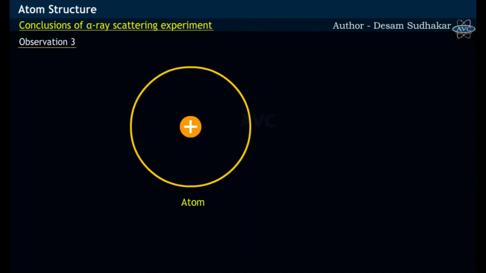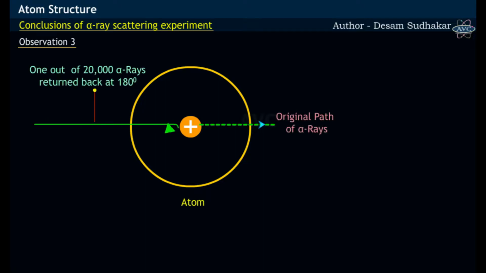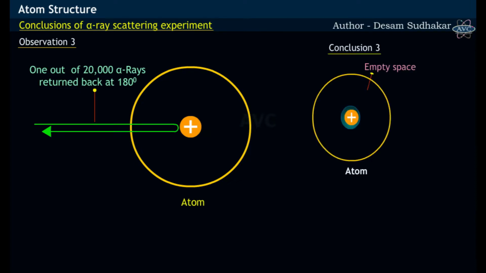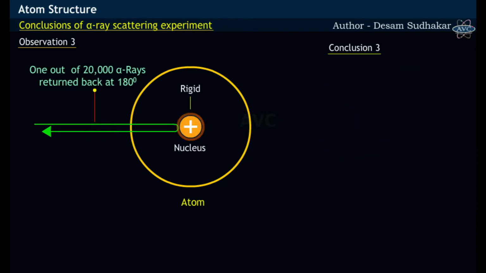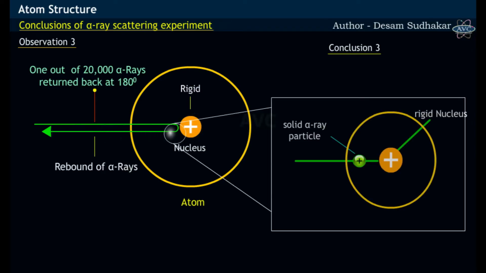The final observation was that only 1 out of 20,000 alpha ray particles bounced back at 180 degrees along the alpha ray path. From this observation, Rutherford concluded that the nucleus is rigid and the rebound of positively charged alpha rays is due to direct collision with an intense and heavy positively charged mass.